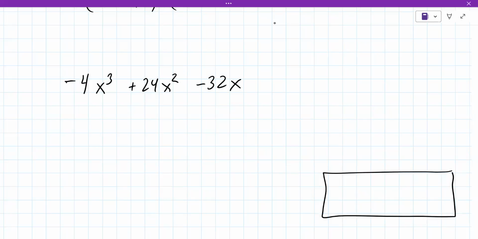Yeah, so please work this one out and let me know. What is your final answer? -4x on the outside. Okay. And then x minus 4, x plus 2. Like that? Oh, sorry, x plus 4. And is that your final answer?